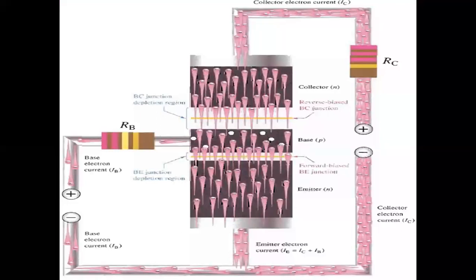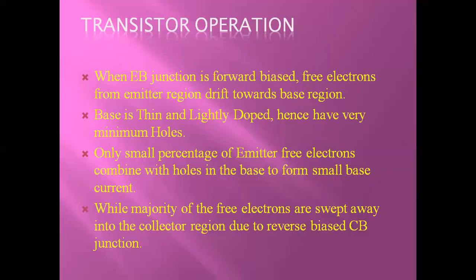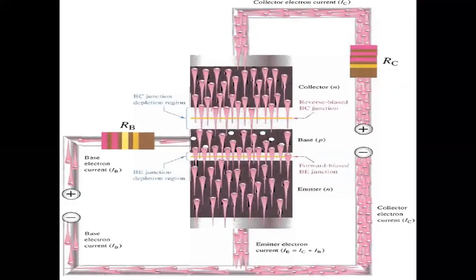So here it specifies that only some of the electrons entering from the emitter region towards the base region combine with the holes. Because the base is lightly doped and very thin, most electrons do not combine with the holes, bypass, and enter the reverse biased junction, that is, the collector region, the base collector region.